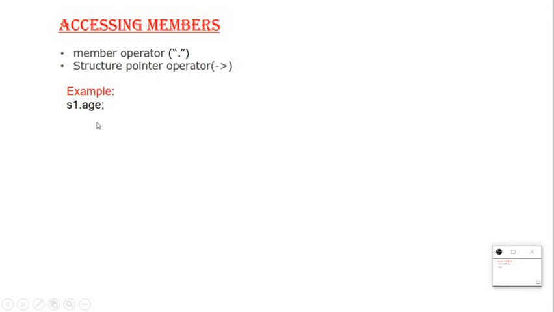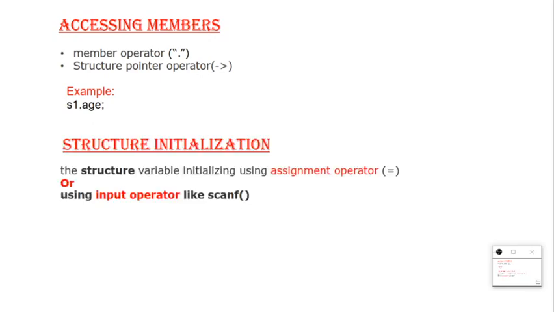So let us see how we can initialize in the structure. Structure variable initialization using the assignment operator. So we use the assignment operator equal to, and we use input functions like scanf. So we have different methods.